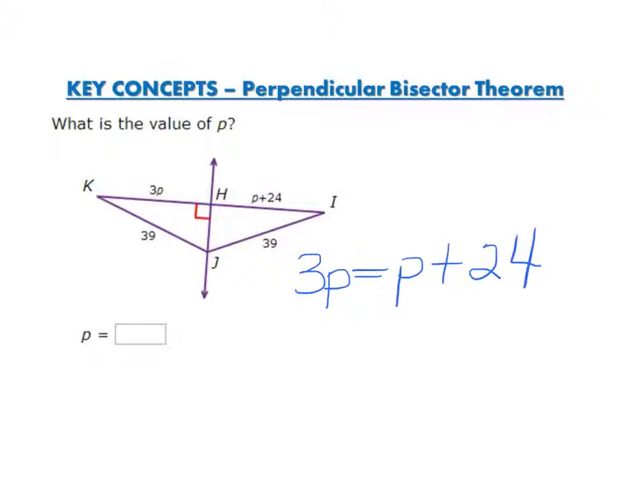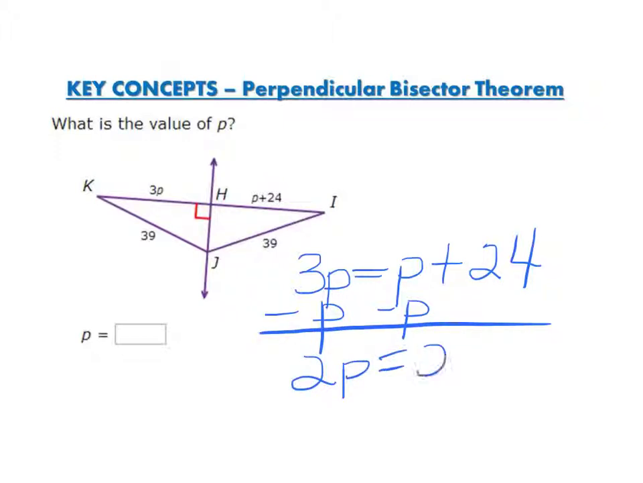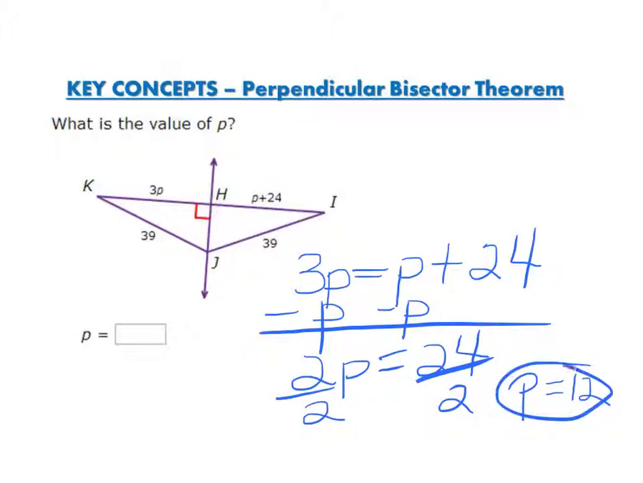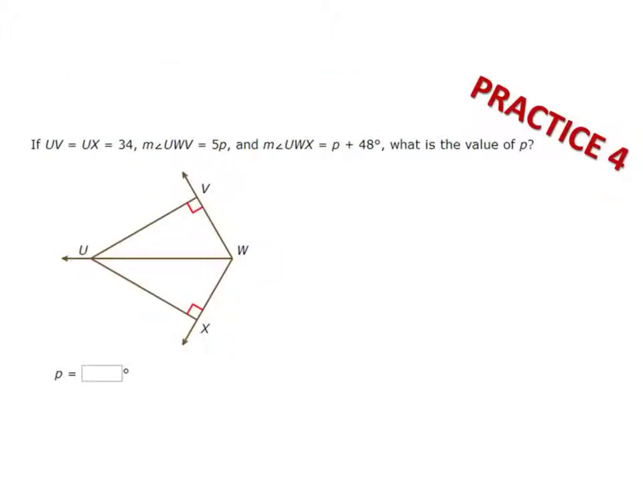Now all I do is find the smaller number of P's, which is 1P. I'm going to subtract 1P from both sides, which gives me 2P equals 24. Divide both sides by 2. That gives me P equals 12. So right here I can put down that P equals 12. And I can check it by saying 3 times 12 is 36, and 12 plus 24 is 36. That makes them congruent. Here's your fourth practice problem.